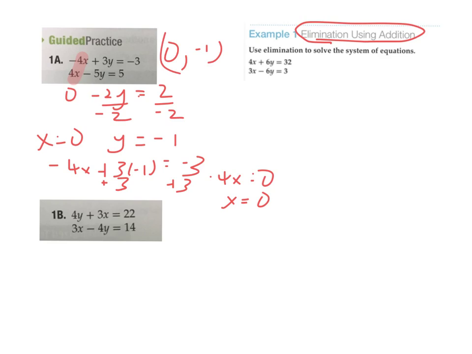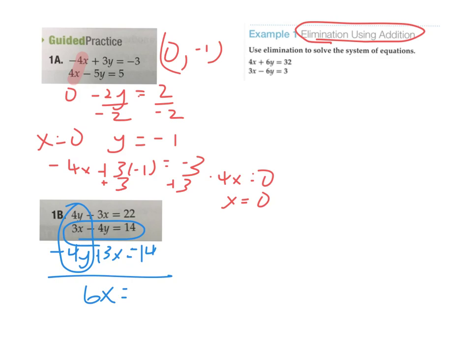Now if we look at the next problem, we want to look for things that are the same, but here's the trick. This is not in the correct order. So if I put it in the correct order, that means -4y plus 3x equals 14. And I can do that due to the commutative property. I have opposite signs, so they go to 0 if I add. And if I add 3 and 3, I get 6x. And if I add 14 and 22, I get 36. And then I can solve for x and get 6.